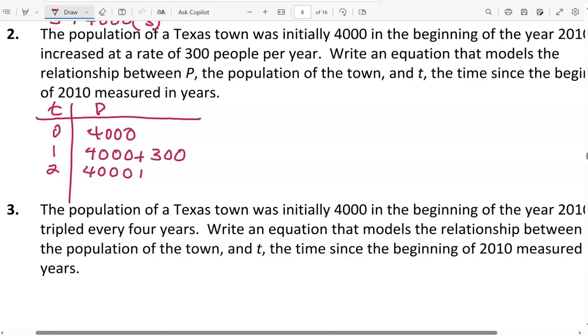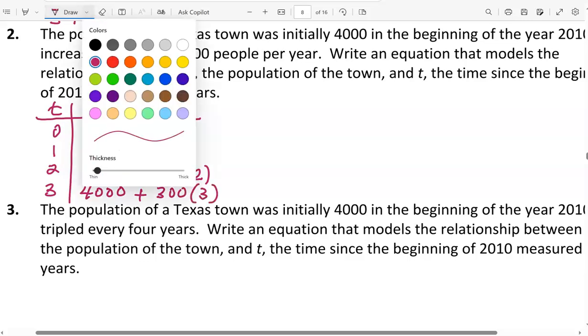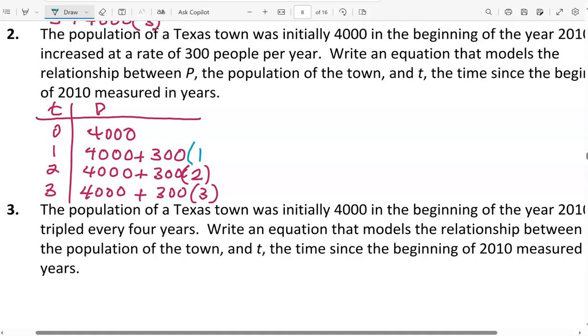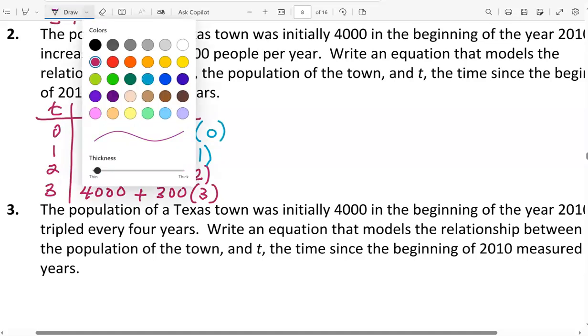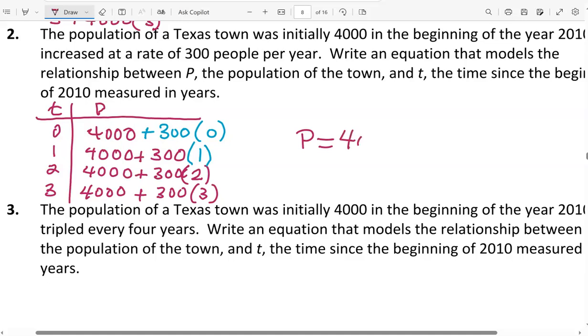And then in year 2, we add another 300 people. But 300 plus 300 is 600, or 300 times 2. At the end of 3 years, 4,000 will have had 300 times 3 added to it. I'm going to go back and insert some implied values here. In year 1, we're adding 300 times 1. In year 0, we're adding 300 times 0. And so that means that the population in general is always equal to 4,000 plus 300 times the value of t, since that multiplier matches the t value.